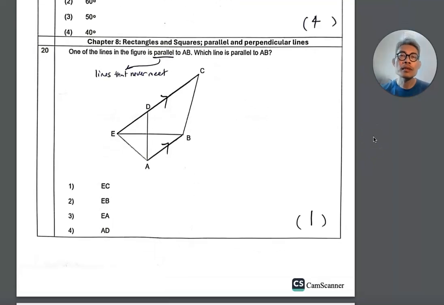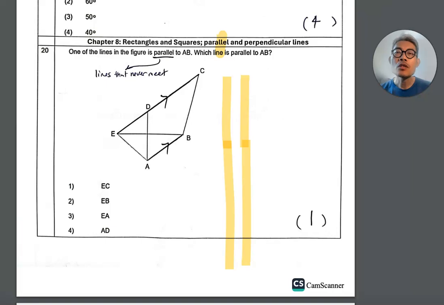Next one, chapter 8. You need to know the properties of lines when you talk about parallel or perpendicular. Now both start with the letter P. I can understand sometimes why that can be confusing. So how can you remember? I remember it this way. You see, parallel has two L's here. L and L. Parallel. Do these lines meet? They never meet. No matter how I extend the lines, they will never meet. So if I'm asked to talk about parallel lines, I'll look for lines that never meet.